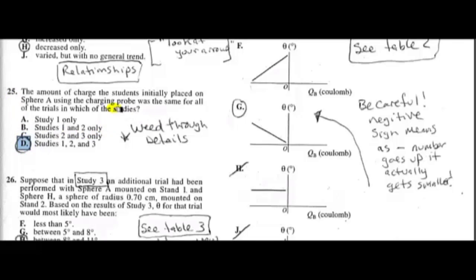Remember, this looks like a scary problem. You just look for some numbers, go in there, and weed through the details. 25 is D. It's really not that hard. All the information you need is right there in front of you, kids. Just weed through it.